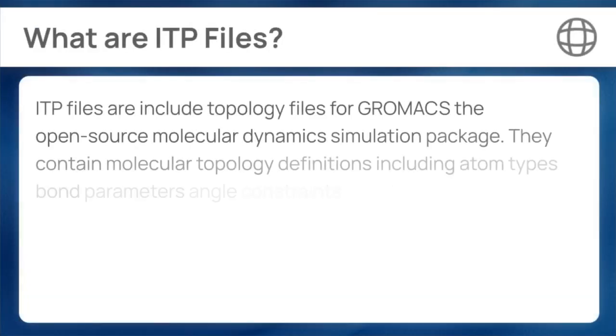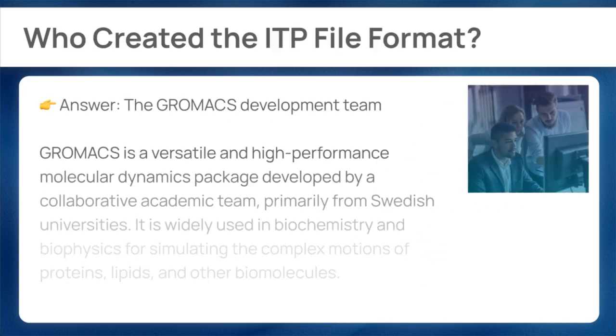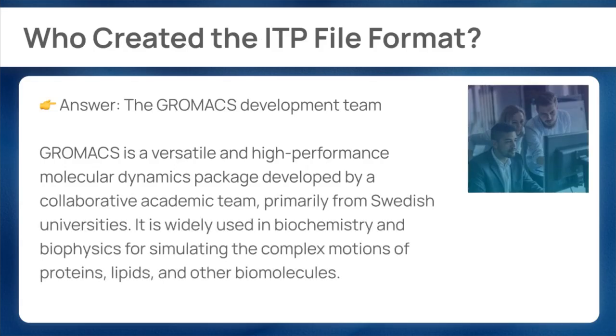ITP files include topology files for GROMACS, the open source molecular dynamics simulation package. They contain molecular topology definitions, including atom types, bond parameters, angle constraints, dihedral specifications, and force field parameters that define the molecular structure and interactions for computational chemistry simulations.